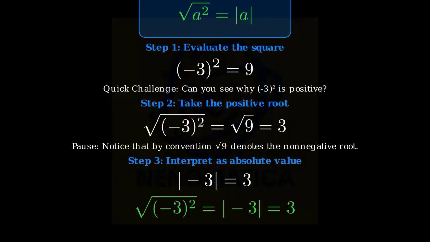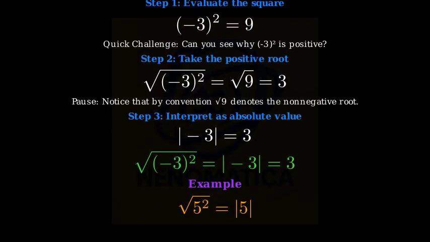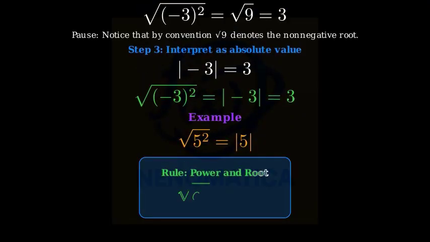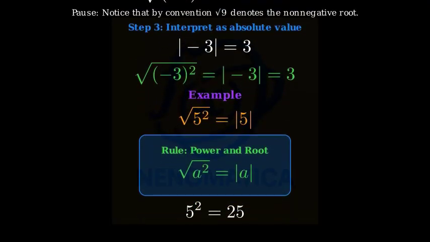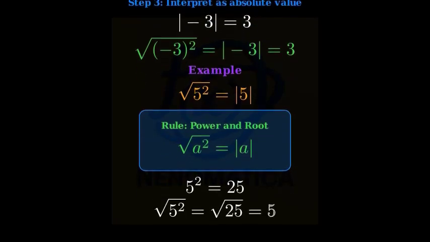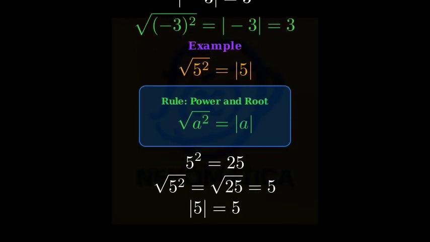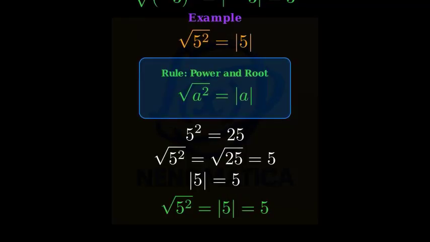Both evaluate to 3. Let's look at another example. This time, we want to verify that the square root of 5 squared equals the absolute value of 5. We'll apply the same rule as before. Let's solve this step by step. First, we'll evaluate 5 squared, which is 25. Next, we'll take the square root of 25, which is 5. Finally, we'll find the absolute value of 5. Since 5 is already positive, its absolute value is also 5. Therefore, we verified that the square root of 5 squared equals the absolute value of 5. Both are equal to 5.